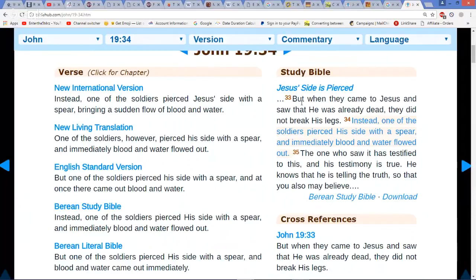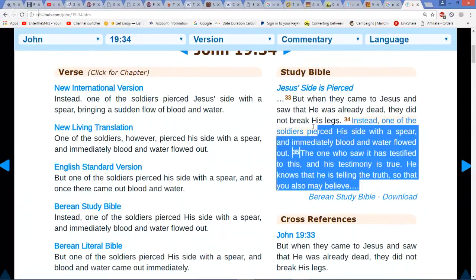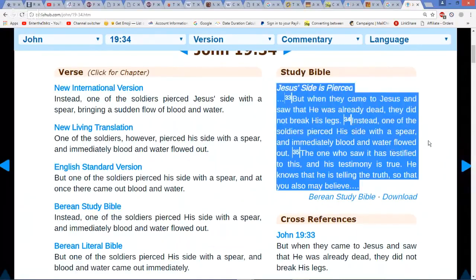The one who saw it has testified to this, and his testimony is true. He knows that he's telling the truth, so that you also may believe. Okay, so that's kind of like a miracle. It's like basically linking Jesus back to Adam, because Jesus was from Adam's bloodline, so it makes sense. But this miracle, basically pointing back to the woman coming out of the side of Adam, I believe is what this scripture is getting at. That's why they're making a big deal out of it, that blood and water flowed out.